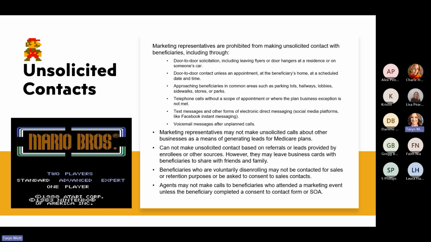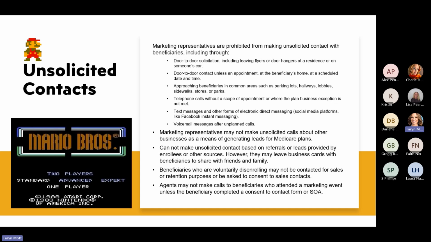Text messages and other forms of electronic direct messaging, social media platforms like Facebook, instant messaging. That would be like through Messenger on Facebook. Voicemail messages after unplanned calls. That's not to say for your current clients, if you need to call them. I know that I personally reach out to get things scheduled the first 2 weeks of October to do a plan review. They're already my client. Scopes are good for a year. So I do that before the AHIP, and I will leave voicemails, but that's not an unplanned call because it's me doing my agent duty to my clients.